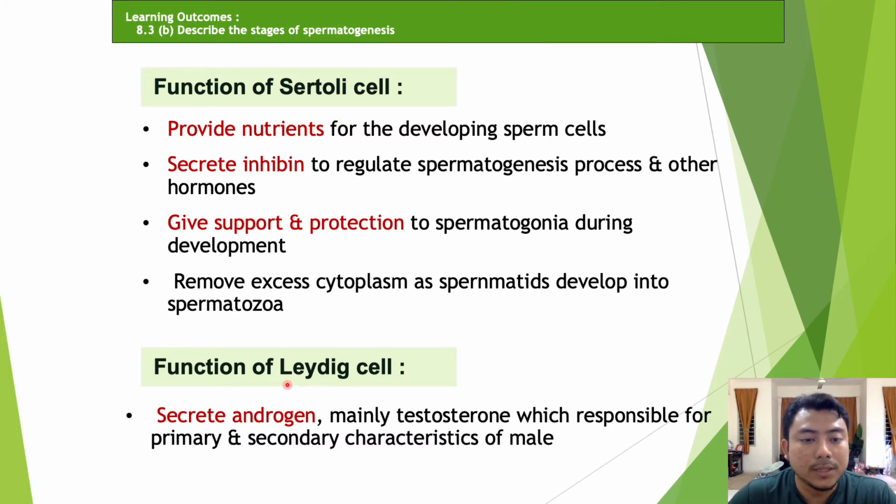Function of the Leydig cell: it secretes androgen, mainly testosterone, which is responsible for the primary and secondary characteristics of male. So what are the primary and secondary characteristics of male? Characteristics of male are such as the formation of the mustache, beard, the rough voice that males have, and all the physical features that a male should have. Okay.